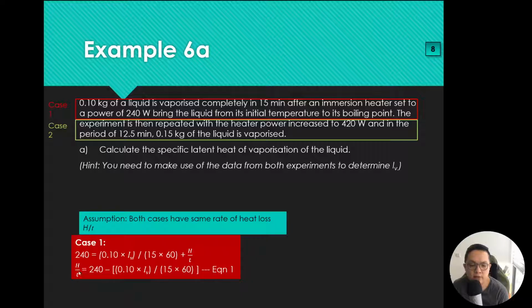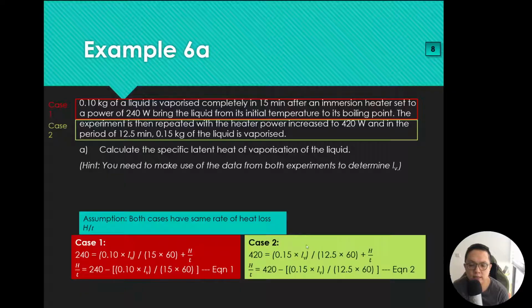I rearrange the equation, and I get H over T equals 240 minus 0.10 L_V, divided by 15 times 60. You can check the math later. For case 2, we do the same thing, but now my heater is 420 watts. The timing now is 12.5 minutes, and 0.15 kg is evaporated. Again, plus the same H over T at the back. Rearrange this equation and you get a similar form to the previous one.